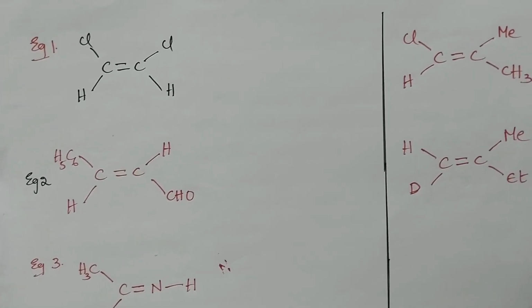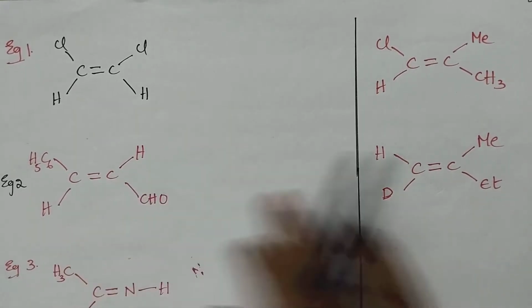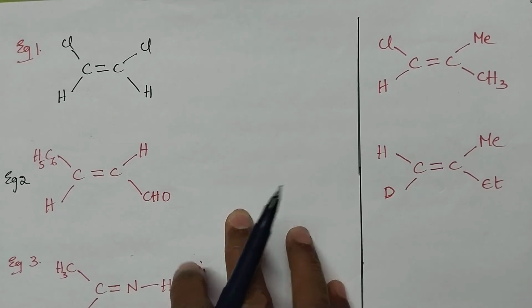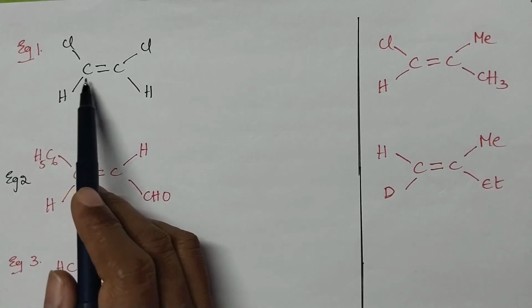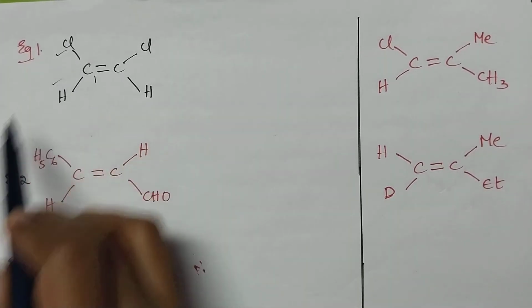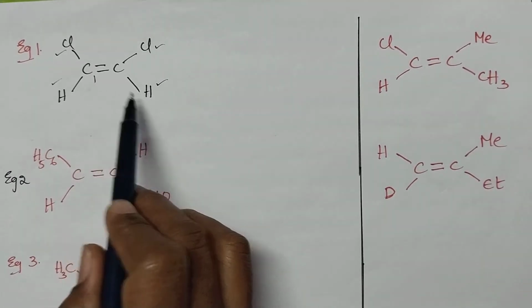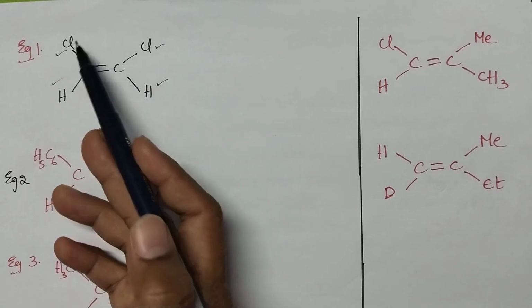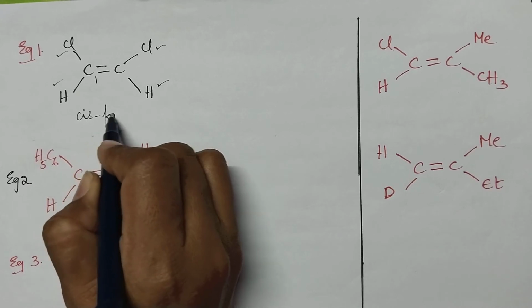Let us examine whether the given compounds exhibit geometrical isomerism or not. So coming to the first example. In order to test whether the given compound exhibits geometrical isomerism or not, we have to examine the atoms or groups present on each atom. So on the first carbon atom, different atoms are present. On the second carbon atom also, the two atoms are different. So it exhibits geometrical isomerism. In addition to that, here the similar groups are present on the same side of the double bond, and hence it can be called the cis form.